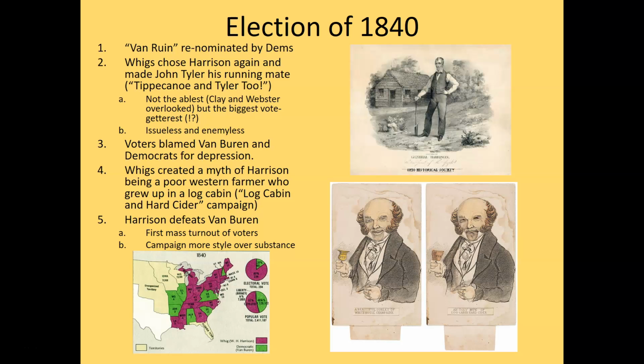Tyler is useless. I really think sometimes that Tyler was chosen because he didn't have any enemies. The reason he didn't have any enemies is because he was so blah. They thought about running Clay. They thought about running Webster. But Tyler is maybe able to get more votes along with Harrison than Webster or Clay would have been able to get.